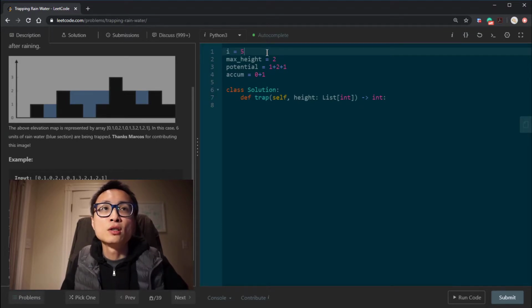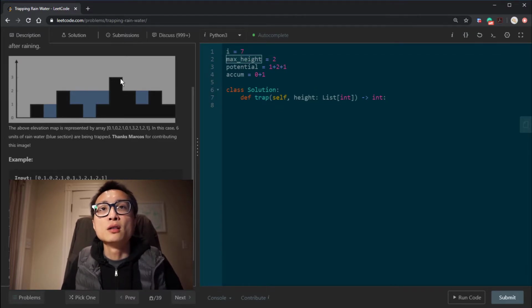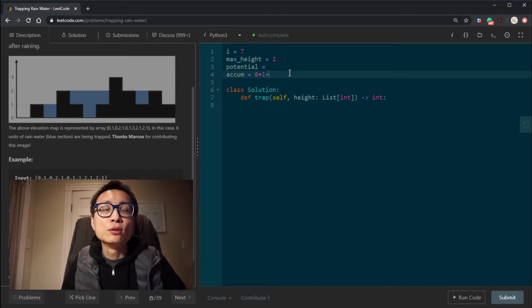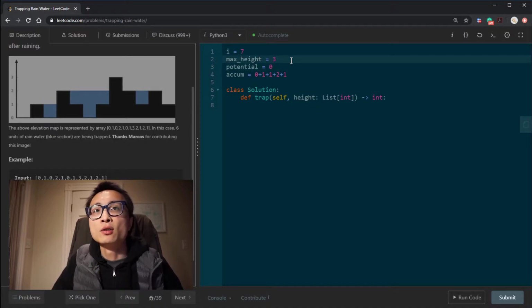Another step, we find a height of 1, so the difference is 1. We are at location 6: 0, 1, 2, 3, 4, 5, 6. Then at 7, we find a new height, which is higher than the maximum height. That's 3 here. So the potential can be safely moved onto the accumulator and we reset the potential. The maximum height now is 3.